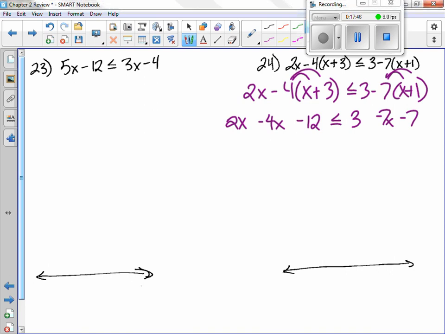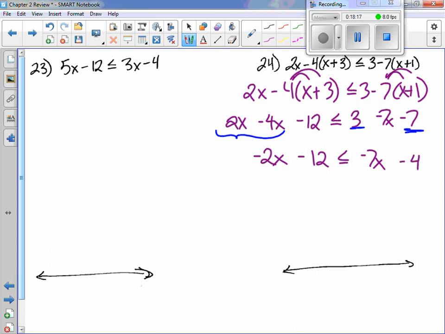Now, once we finish distributing, we can combine like terms. 2x minus 4x, well, 2 minus 4 is negative 2x minus 12. Now, negative 7x doesn't have any like terms. But 3 and negative 7 are like terms, yes? So 3 minus 7 would be negative 4. Any questions on anything we've done so far?